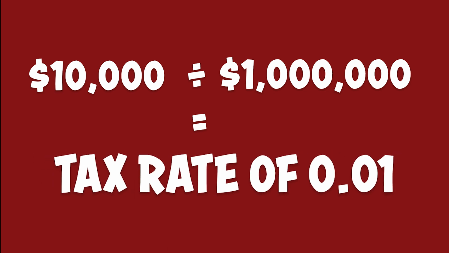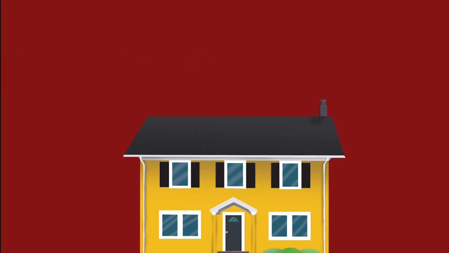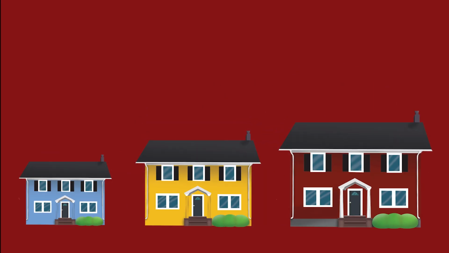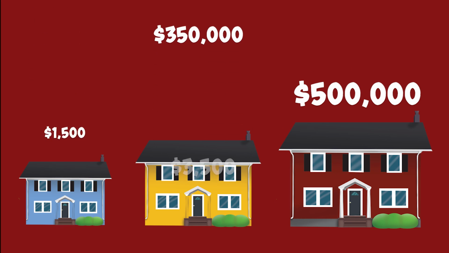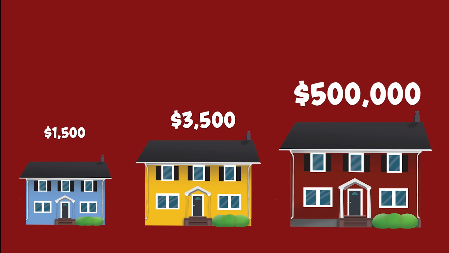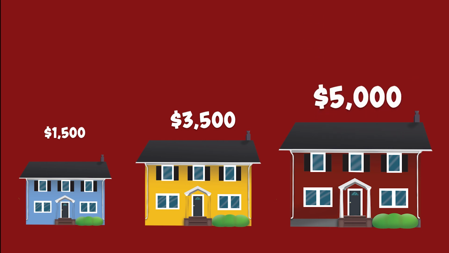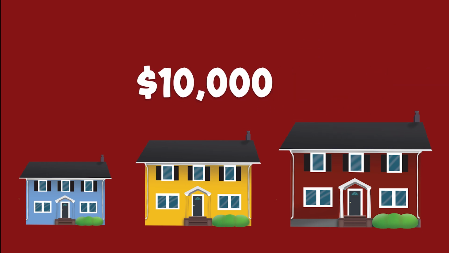Now, to calculate what each resident pays individually, we'll take the tax rate of 0.01 and multiply it by the assessed value of each home. So this means that the resident from the first house will pay $1,500 in taxes, the second will pay $3,500 in taxes, and the third will pay $5,000 in taxes. This makes up the total of $10,000 required by taxpayers.